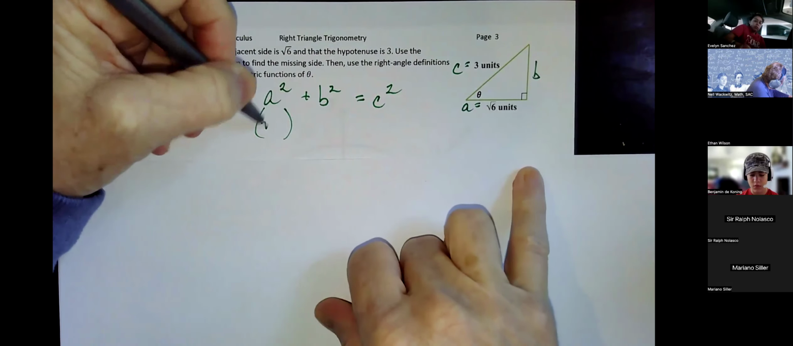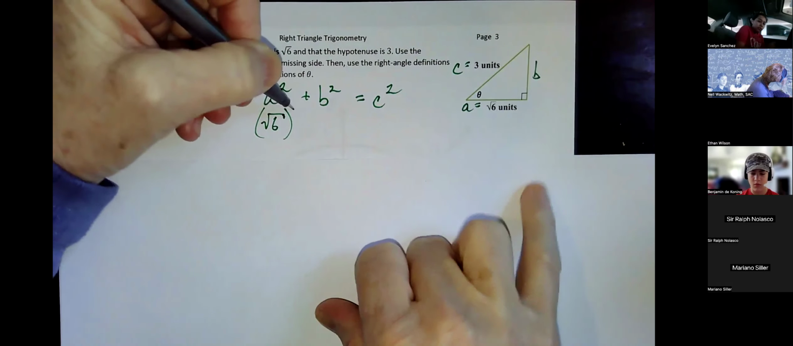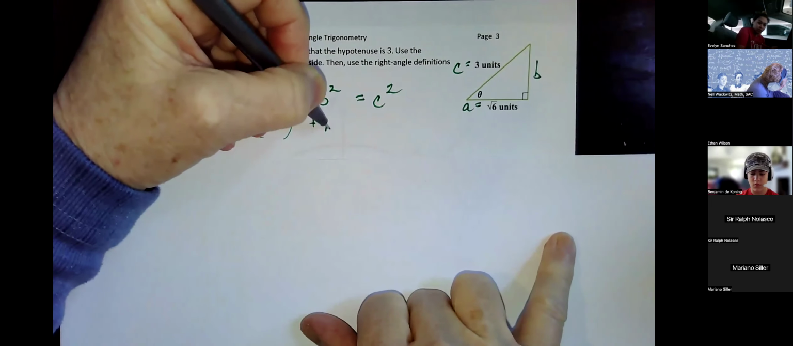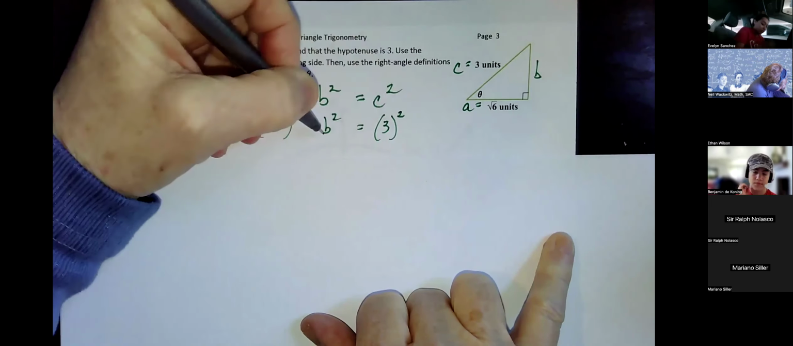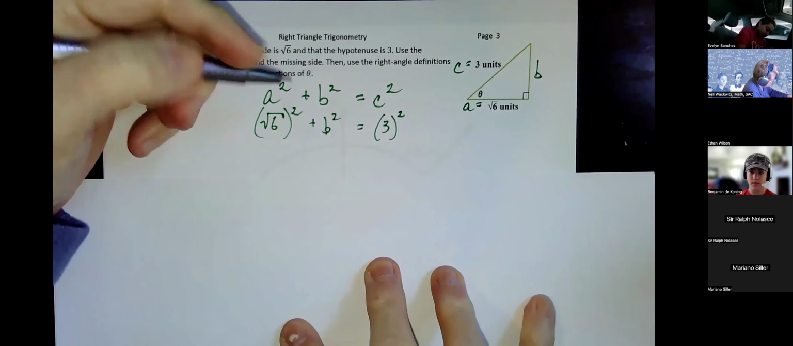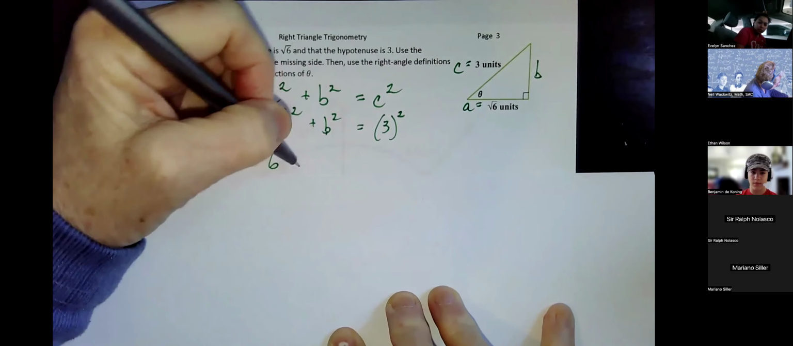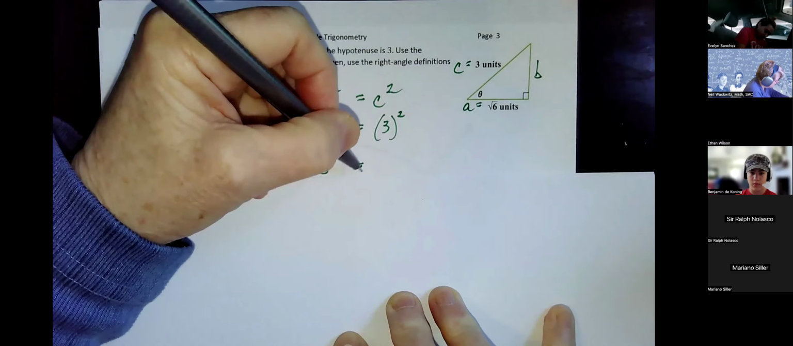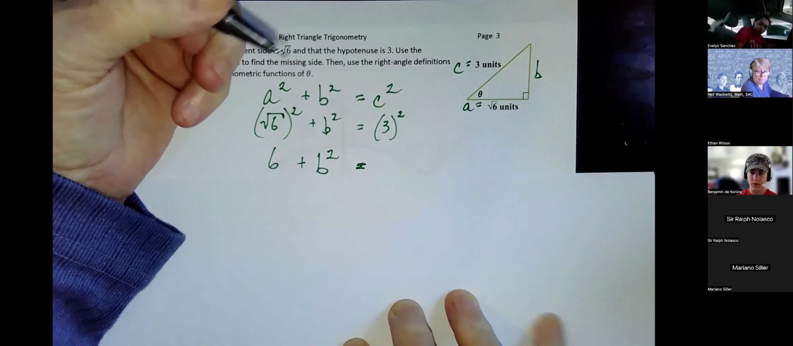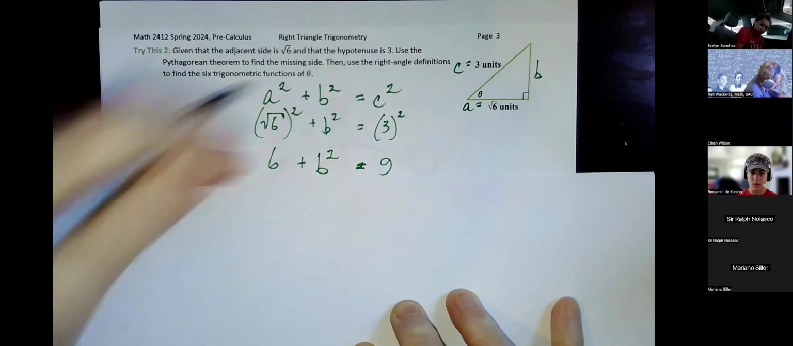So we've got square root of 6 squared plus b squared is 3 squared. And just like Ben said, what is square root of 6 squared? 6. Beautiful. And 3 squared? Is 9. Okay. And now what?